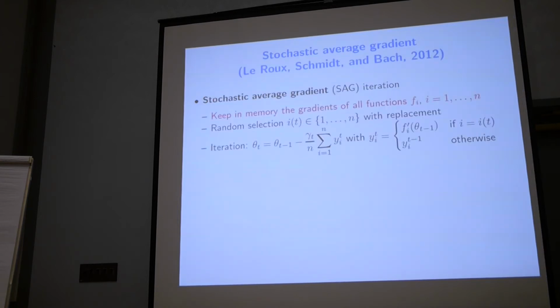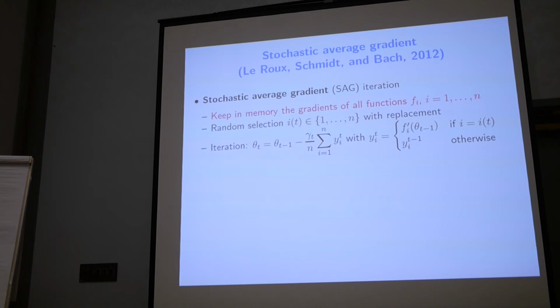This is what we call the stochastic average gradient. The main idea is that we're going to store the gradients. So at every time step, like in stochastic gradient, we select one function at random, compute the gradient, and then we store the value of that gradient. This means that at every time step of the algorithm, you have stored values of all gradients. Some are new, and some are old.